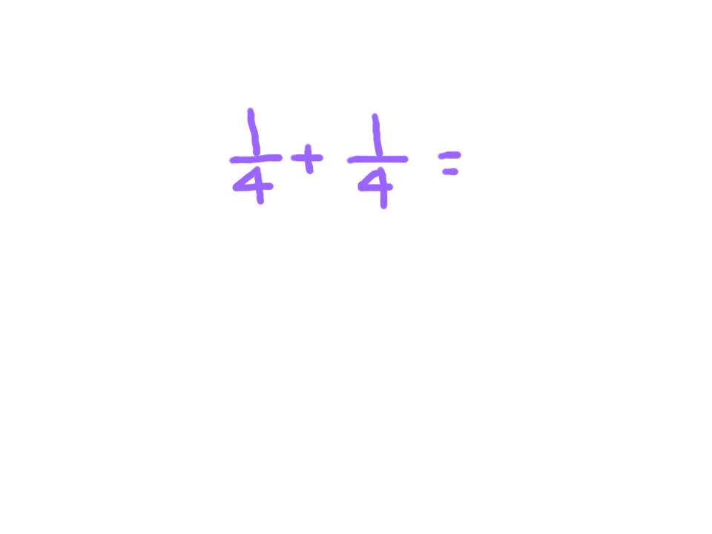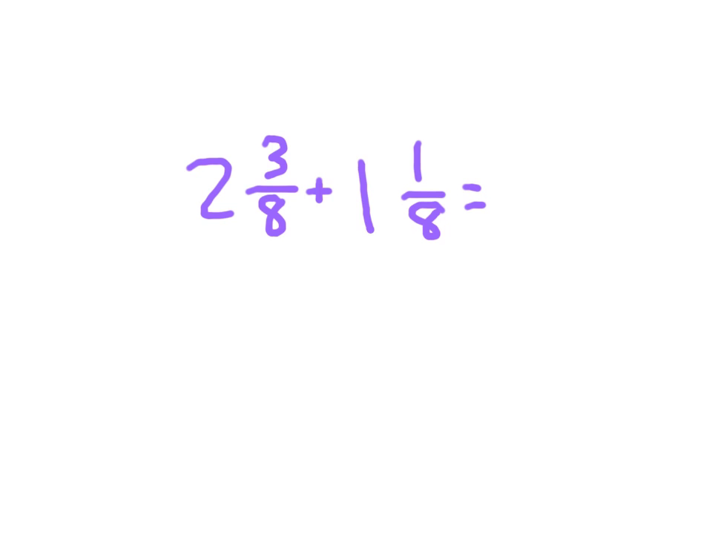Here again we are adding 1/4 plus 1/4. We keep that denominator the same. And we take 1 plus 1, which equals 2. And then we must simplify. We can divide both the numerator and denominator by 2. 2 divided by 2 is 1, and 4 divided by 2 is 2. So 1/4 plus 1/4 equals 1/2.